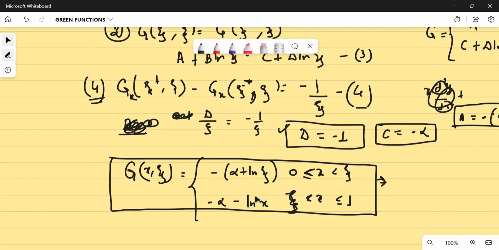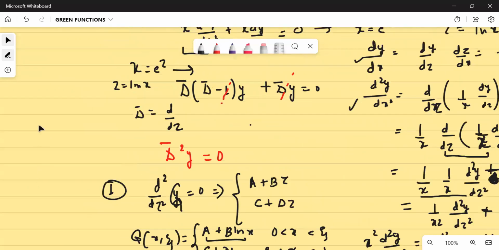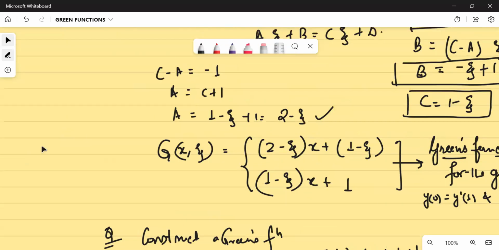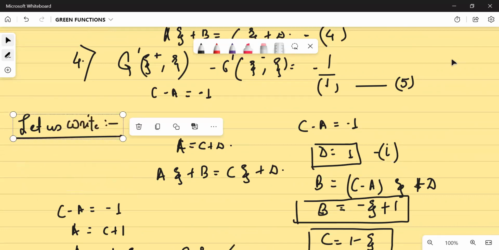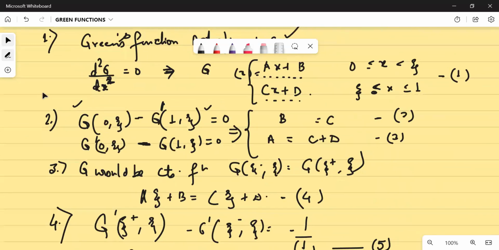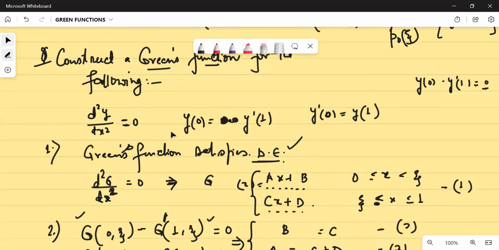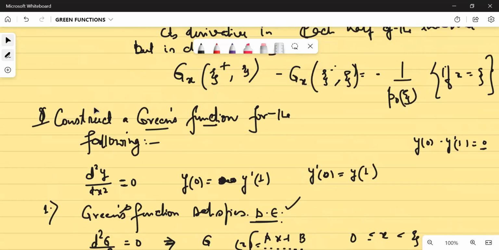Okay, so I hope I have given you some introduction to the construction of Green's function for a homogeneous differential equation. Now, if my differential equation has some kind of forcing term, or you can say that if there is some inhomogeneous term. Why am I saying forcing term?